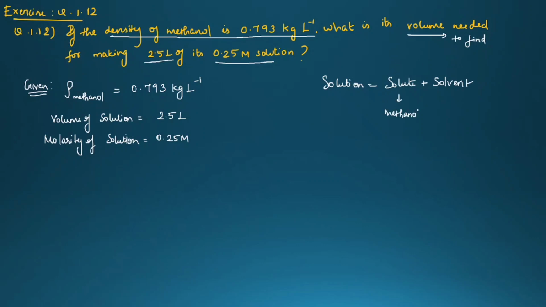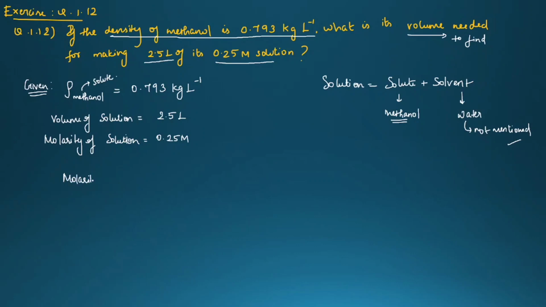A solution is nothing but a combination of solute and solvent. Here the solute is methanol and the solvent is water. It is not mentioned as water, but generally the solvent will be water. So methanol is the solute, so we are writing it as density of solute.